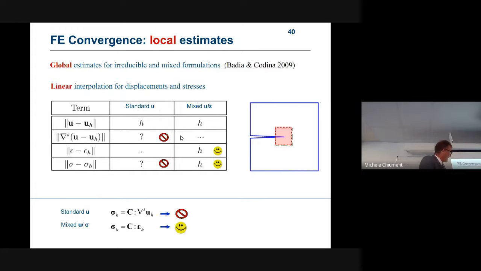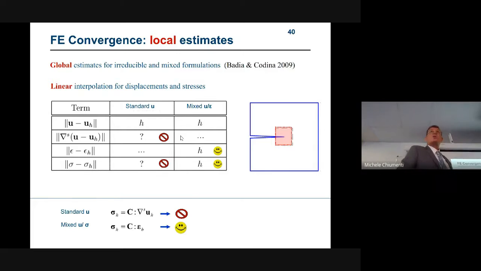But the strains are one order less. So you don't have any guarantee of convergence of the stress at the tip of the crack. This is why, if you use linear finite elements and you want to solve this problem, the solution is not guaranteed. So typically, you have a solution which is wrong. And typically, it breaks along the bias of the mesh.